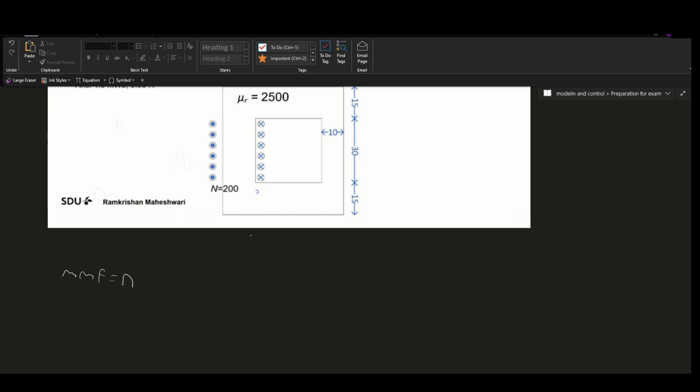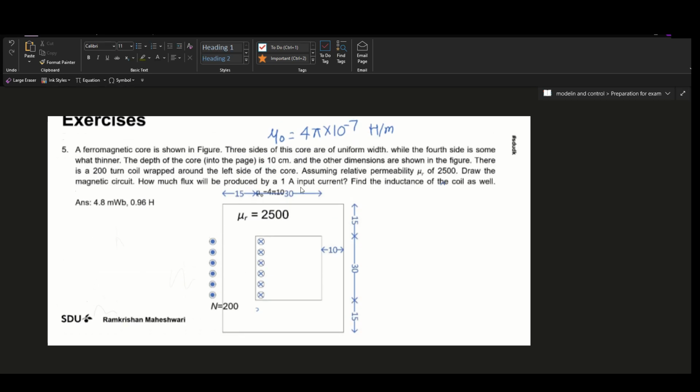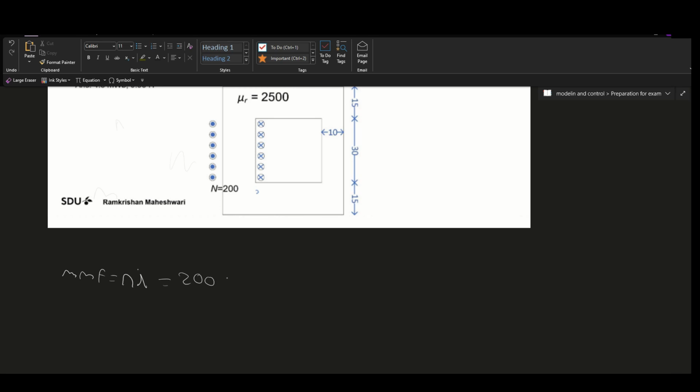So we have MMF, that's MI. This will be our power supply. We are given that we have 200 turns and we have 1 ampere of current. So if we multiply that, we have 200 ampere turns. So we know that our supply will be 200 ampere turns. This is our force that is gonna drive the circuit.